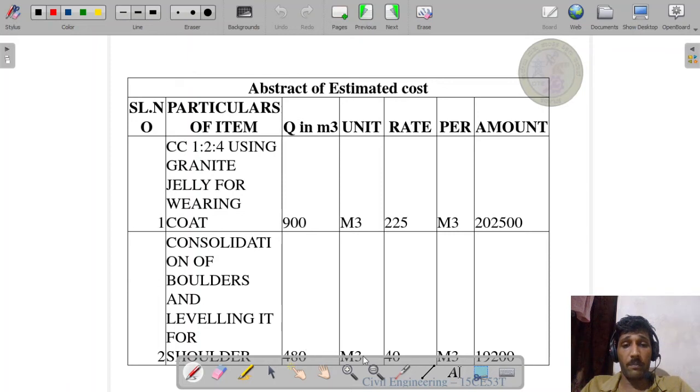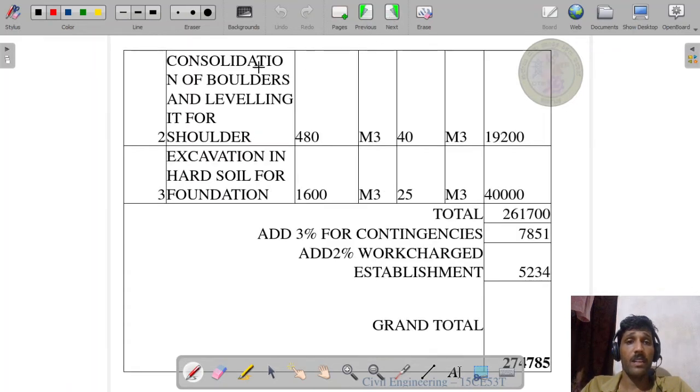480 meter cube. Meter cube is the unit, at 40 rupees per meter cube. Now it becomes 19,200 rupees. Now the third one, consolidation of boulders and leveling it for shoulder, is already covered.